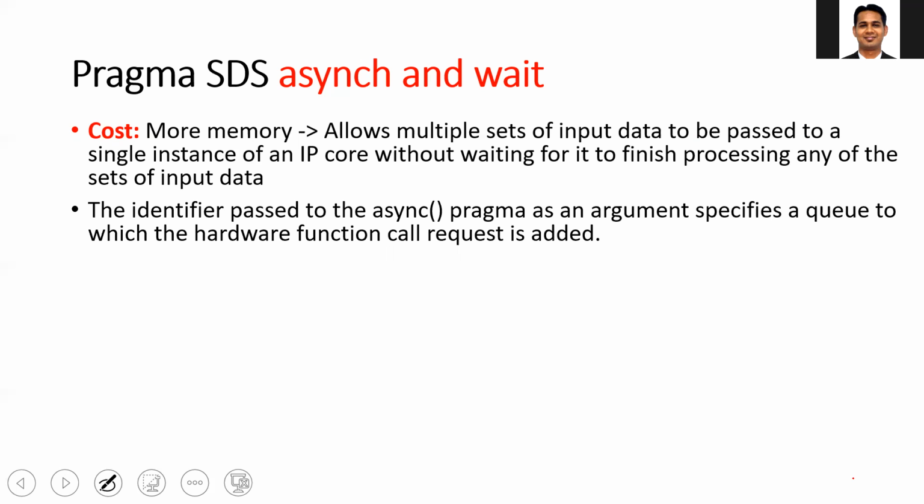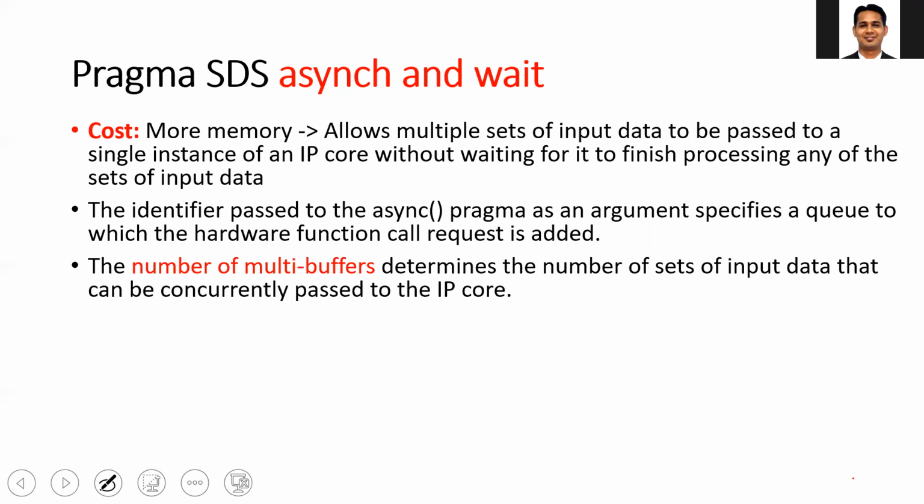So this identifier is a very important identifier. The number of buffers determines the number of sets of input data that can be concurrently passed to the IP core. The more buffers there are, the more memory is required, but it also determines how many sets of input data you can buffer inside the IP.